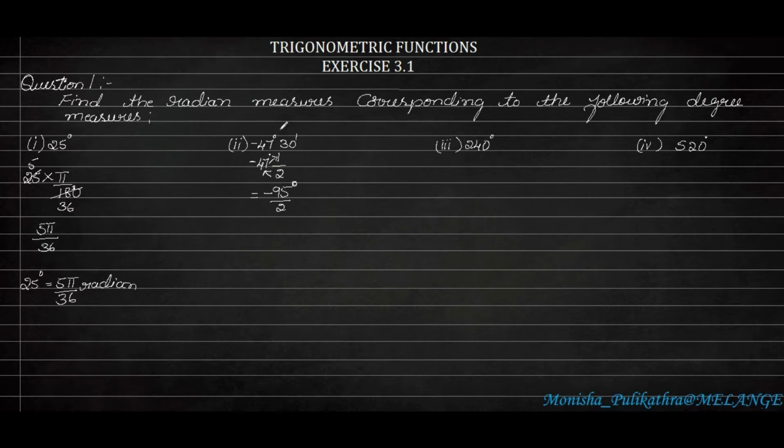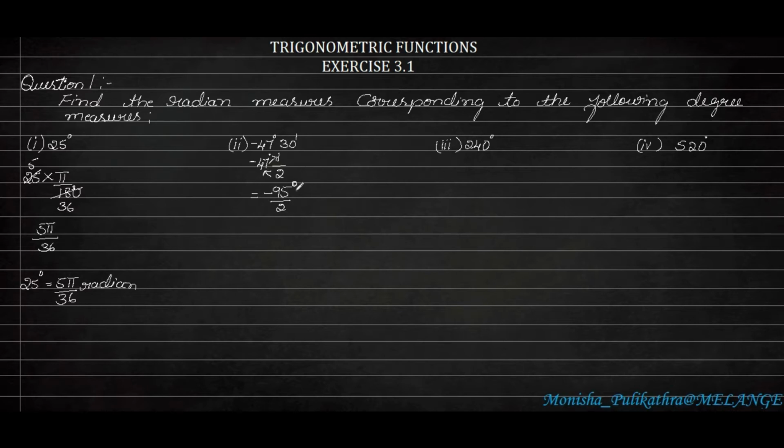Here degree with the minutes is given. First we need to convert the whole thing into degree form. So 30 minutes is also equal to half an hour, so 47 degree and a half, which is a mixed fraction. If it is a mixed fraction, we can't convert it into radian, so I will convert the mixed fraction into an improper fraction. First we multiply, so 2 into 47 is 94, 94 plus 1 is 95. Since minus is there, it is minus 95 by 2 degree.